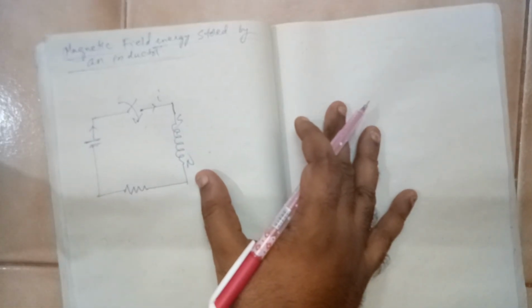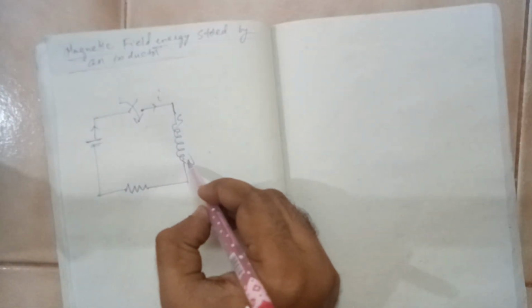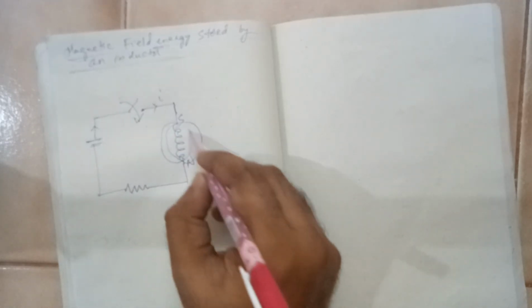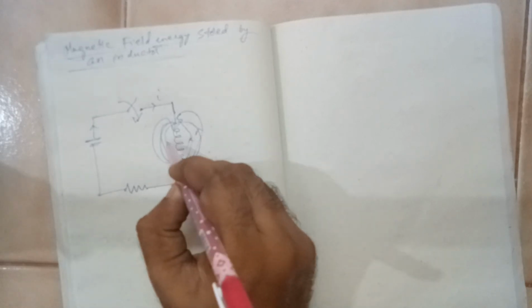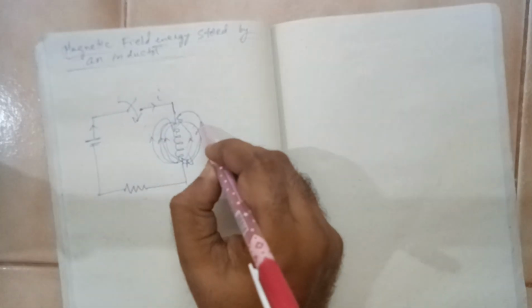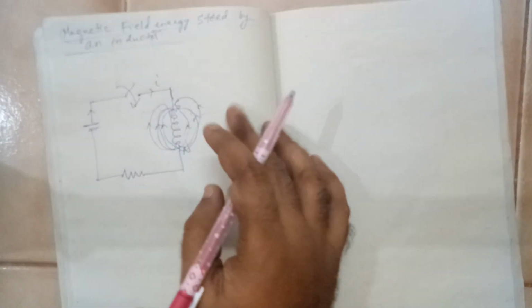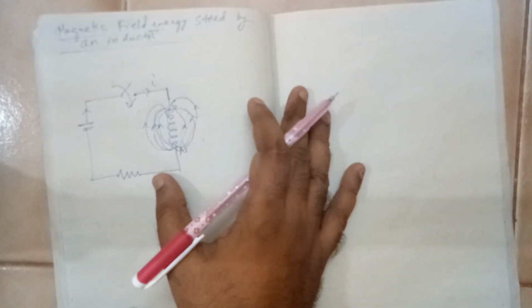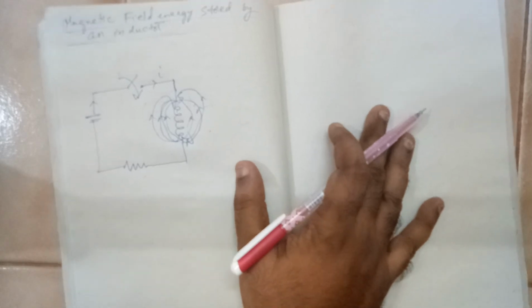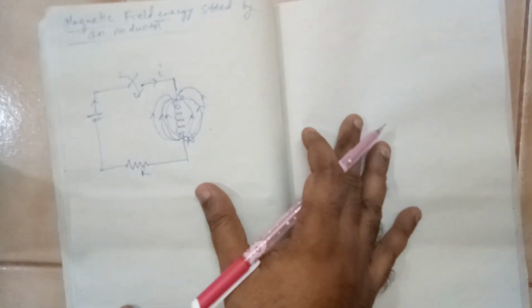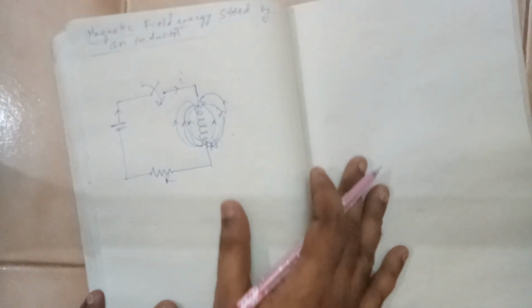Initially there won't be any field lines, but slowly field lines will be induced. This starts behaving like a magnet, and this process will keep on going till it attains the maximum field lines. So some energy is stored by this magnetic field. We are trying to find out that. This is the resistor.